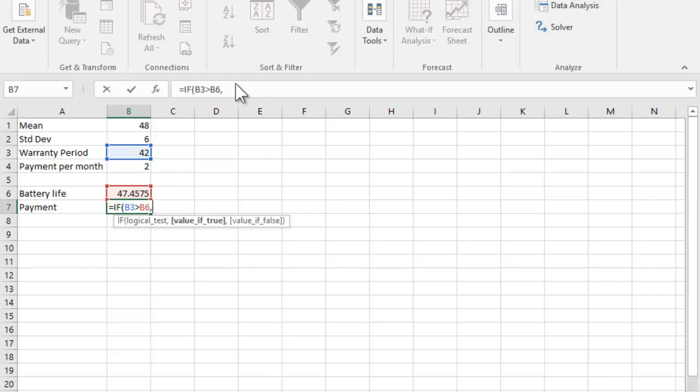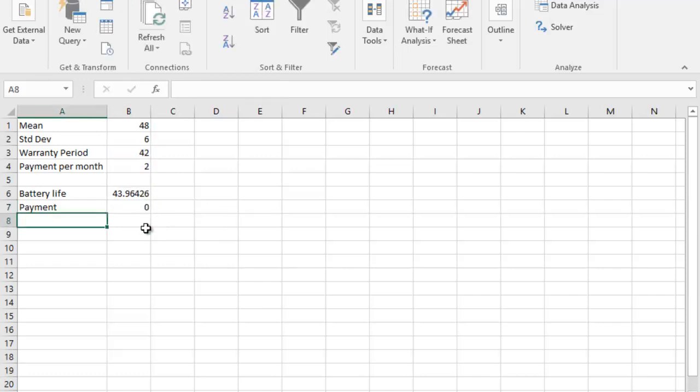Well, then how many months did it fail early? If I take the warranty period minus the battery life, that would give me the number of months that the battery failed early, and that should be multiplied by my $2 payment per month. Now, if this check is not true, then the battery actually lasted the warranty period or longer, and so the payment is going to be 0.